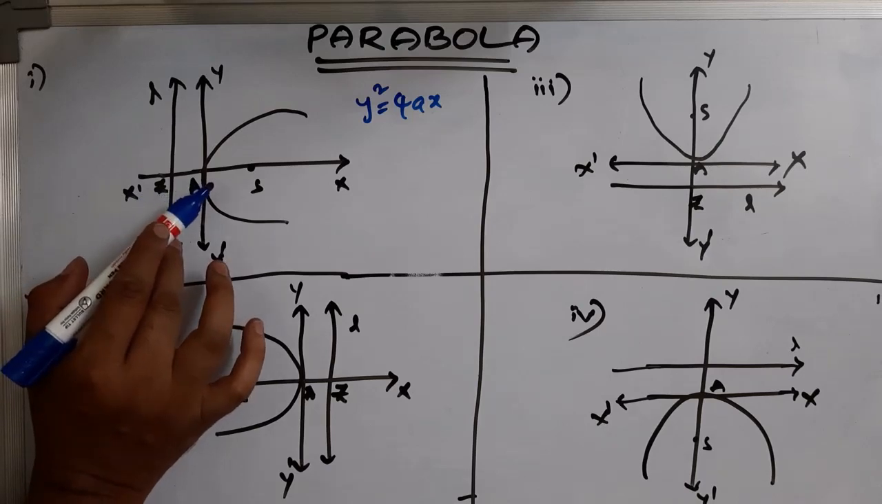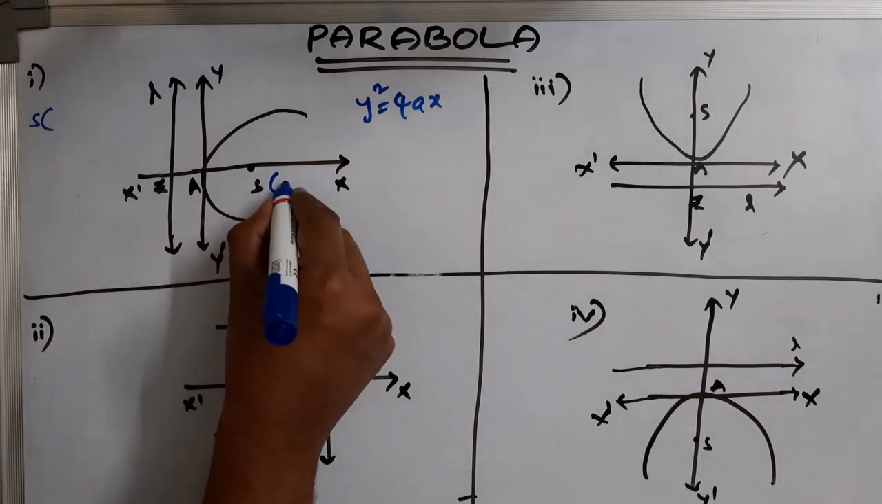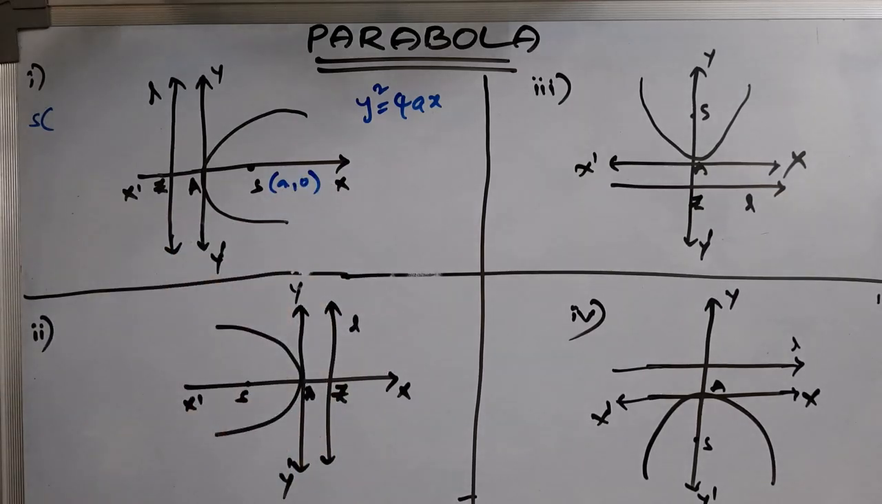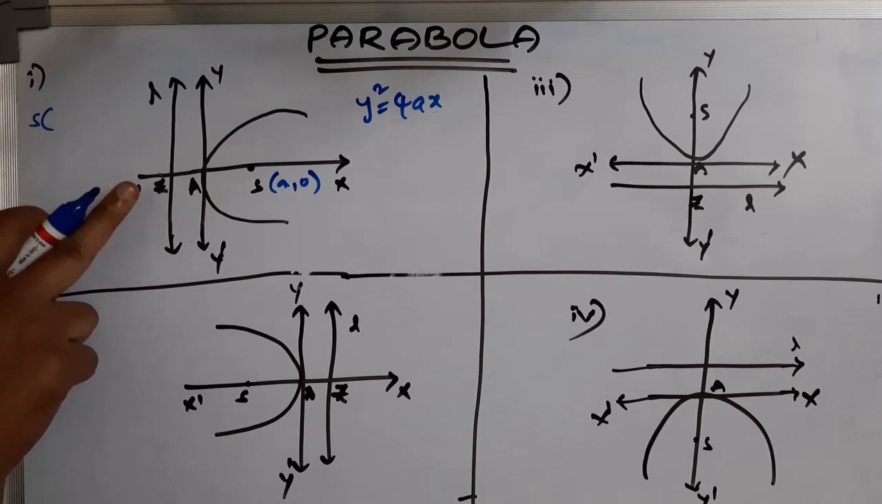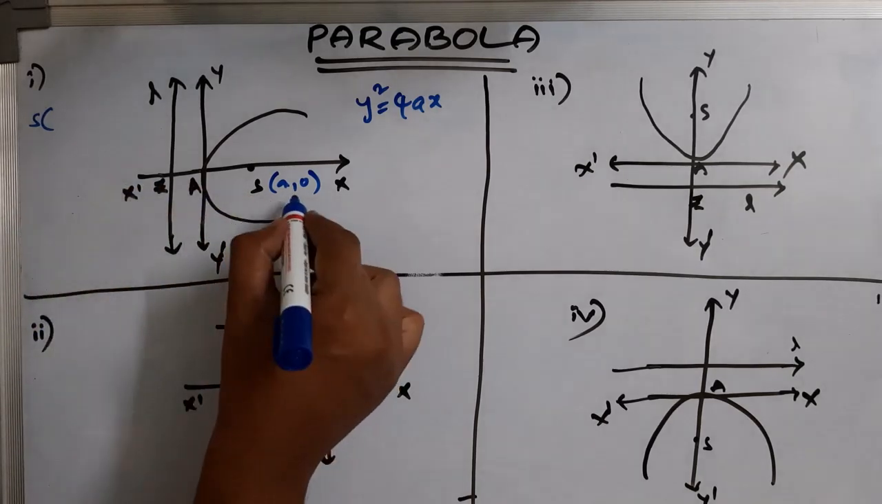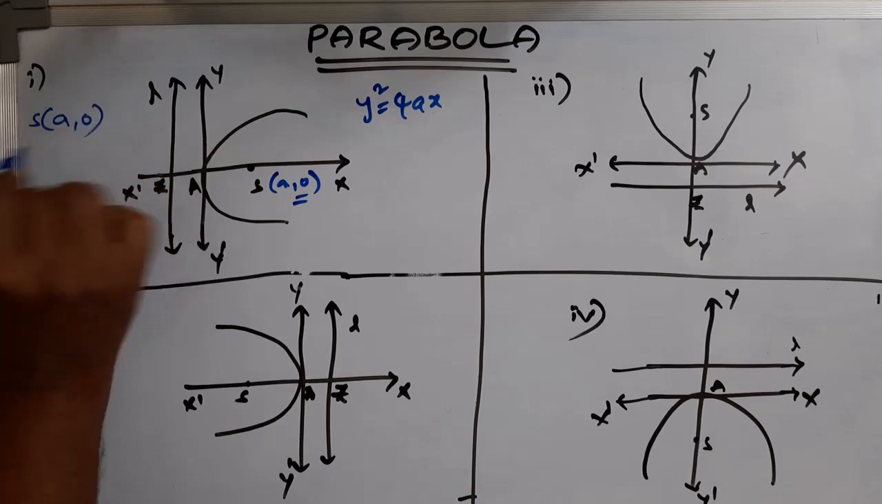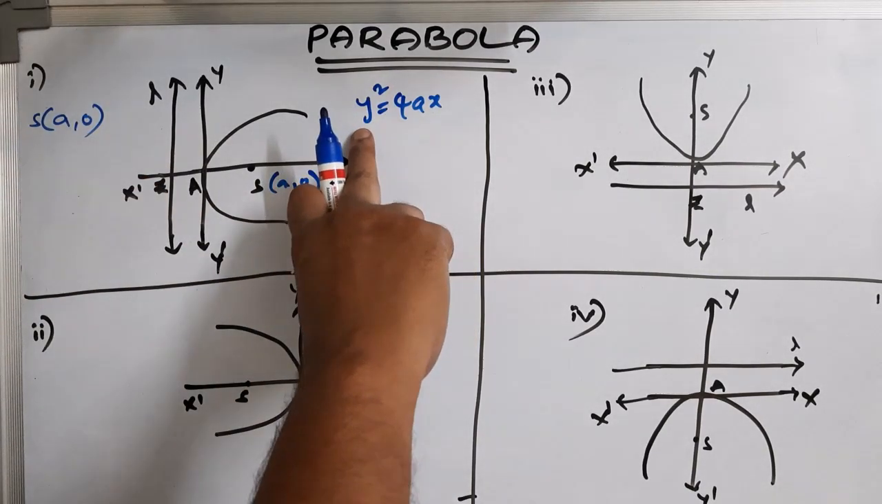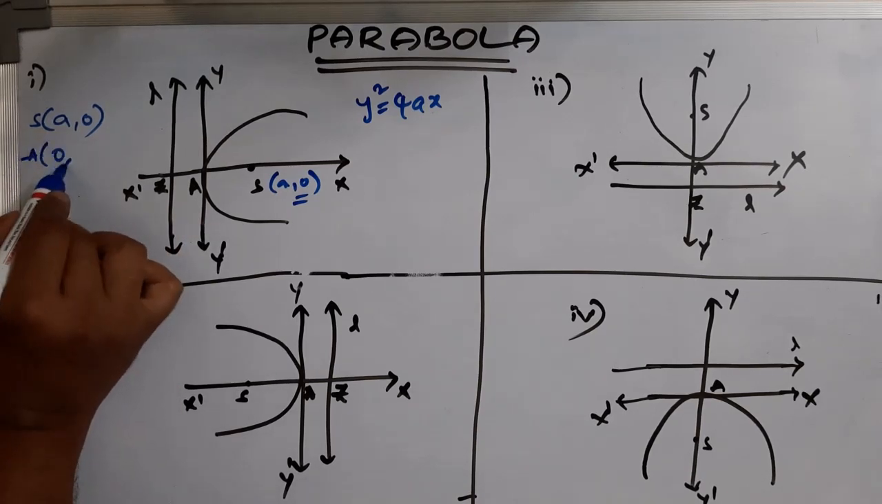From here you can write S, that is the focus of the parabola. You can directly write focus as a comma 0, as it is located on the right side of the directrix, and it lies on the x-axis, so the y coordinate is 0. Whenever the equation of the parabola looks like this, y square is equals to 4ax, then the focus is a comma 0 and the vertex is 0 comma 0.